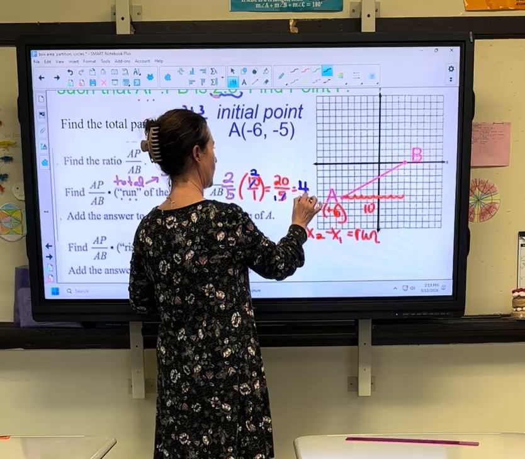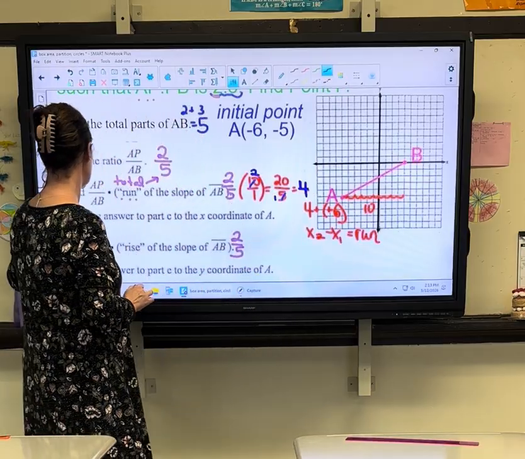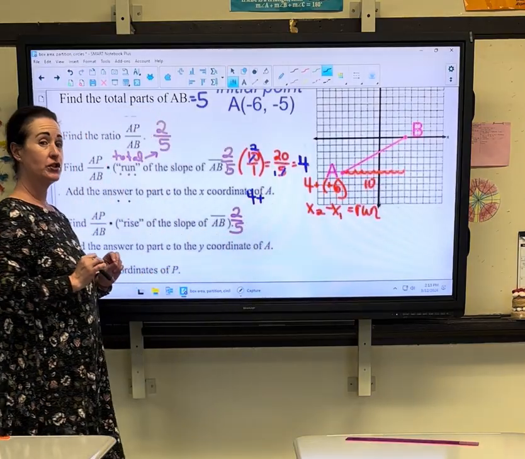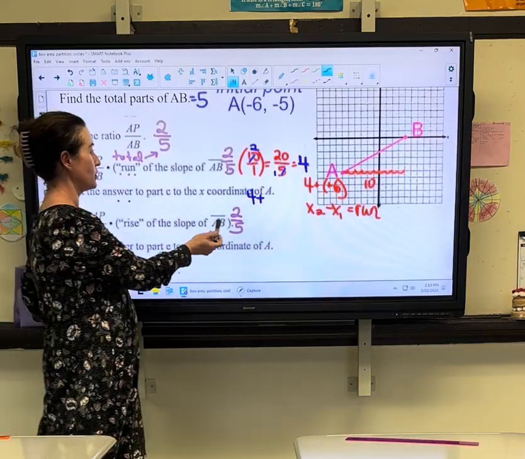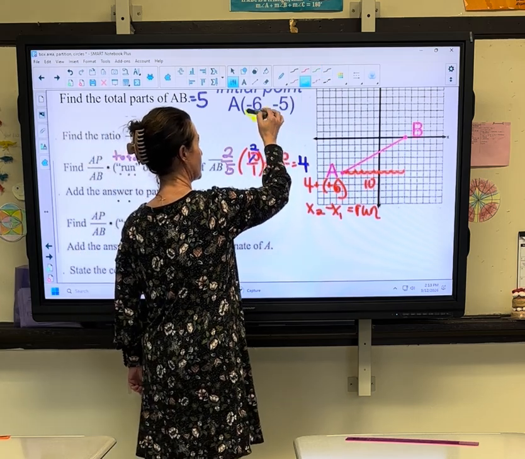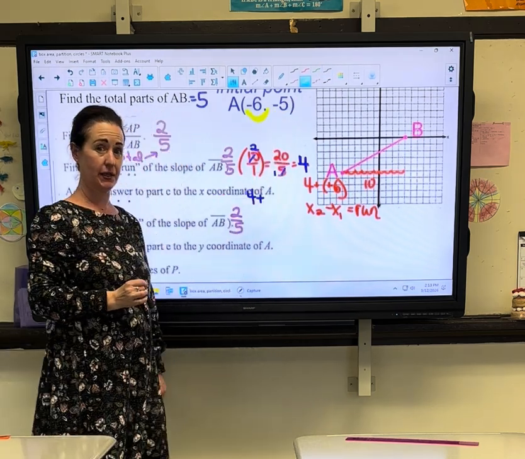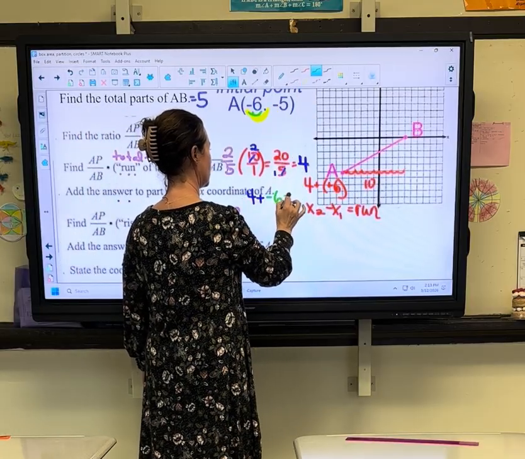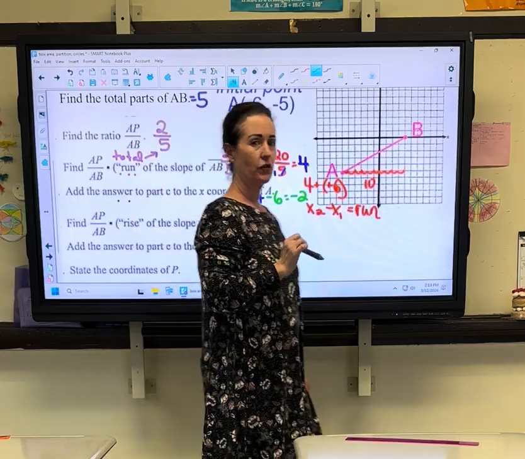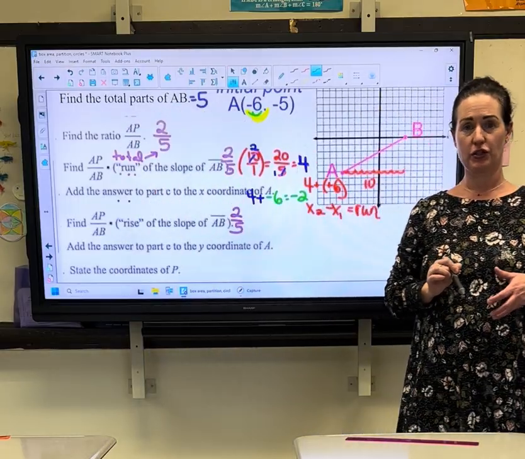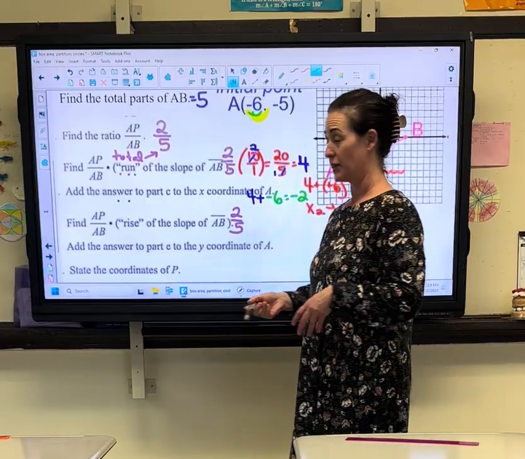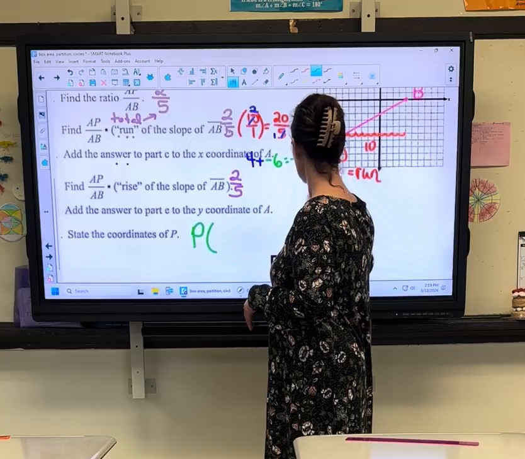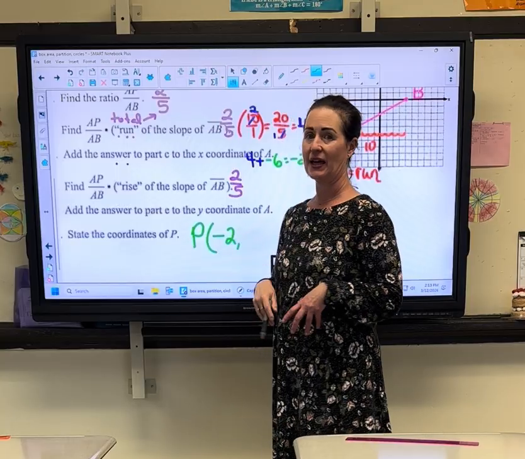So that 4 value, my initial point is A. I'm going to add to this 4 my initial x value, which is -6. So 4 plus -6 is -2. That's already giving you your x coordinate for that partition point. I like to build my answer as I go, so I'm going to call it point P, knowing now that -2 is my x coordinate.